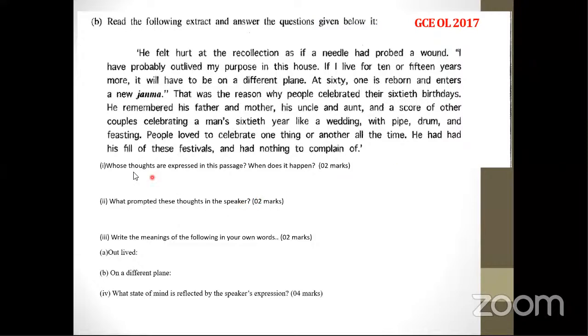Drop me a chat with your answer. If you say 1, what will be your answer? 2, so that you can compare. Even I can compare the answer with yours.